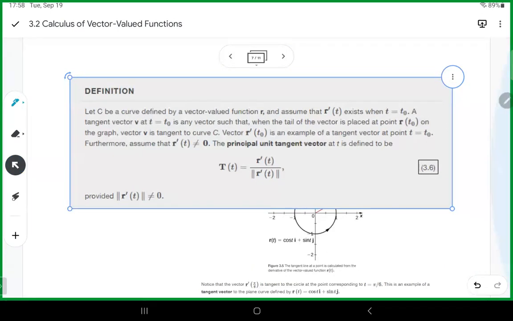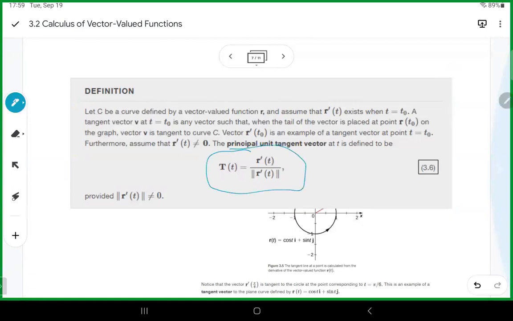So the next definition we're going to talk about is if we let C be a curve defined by a vector valued function R, and assume that R prime of t exists when t is equal to t sub 0, a tangent vector v at t equal to t sub 0 is any vector such that when the tail of the vector is placed at point r of t sub 0 on the graph, then the vector v is tangent to the curve C.